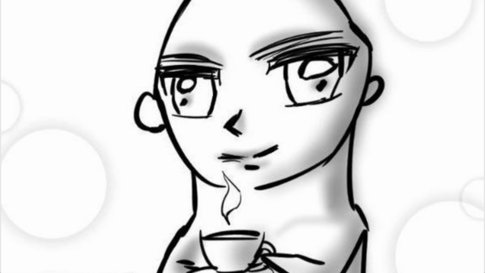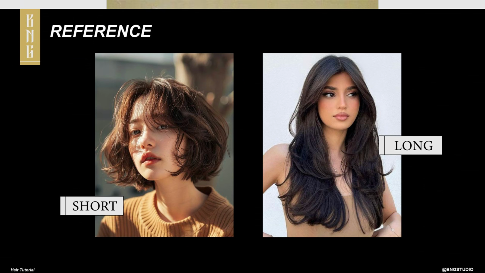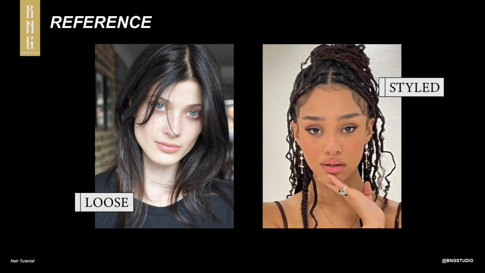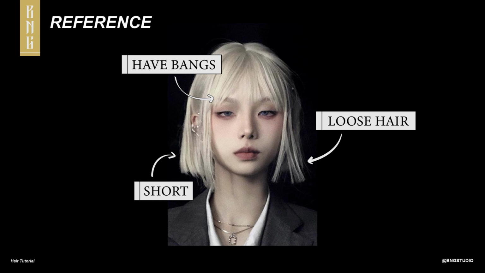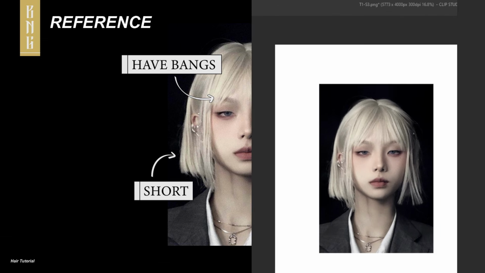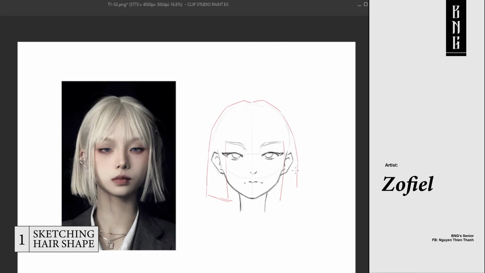To determine hair direction, first have the basic idea of the character's hairstyle. Is the hair short or long, loose or styled, curly or straight? Is the character's hair still or moving in the wind? For example, I will give a character short, naturally loose hair with bangs in the front. Start by simply sketching the overall shape of the hair according to your imagination.